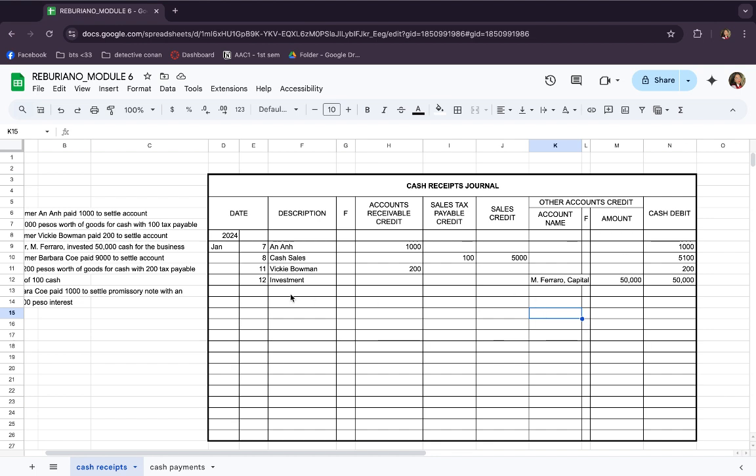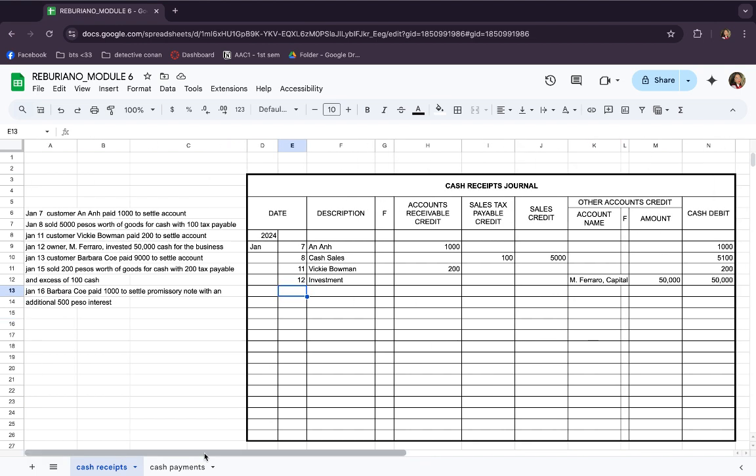Next. What is the next date? January 13. Customer Barbara Co. paid 9,000 to settle her account. So, we write the name of Barbara. Next, credit to accounts receivable. And then debit cash. Okay. Next, January 15.